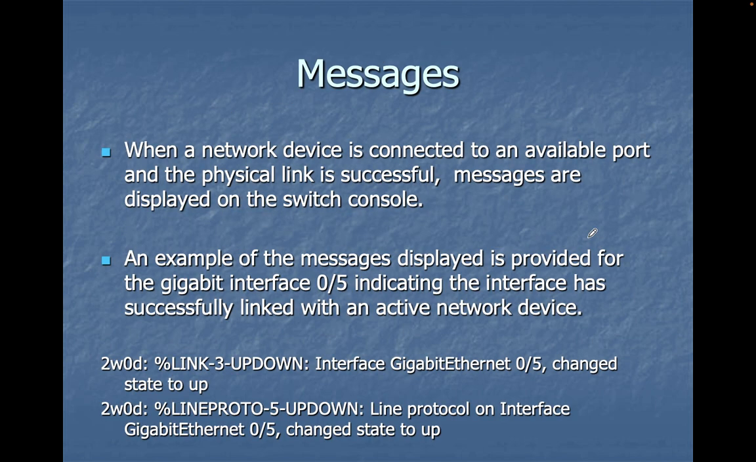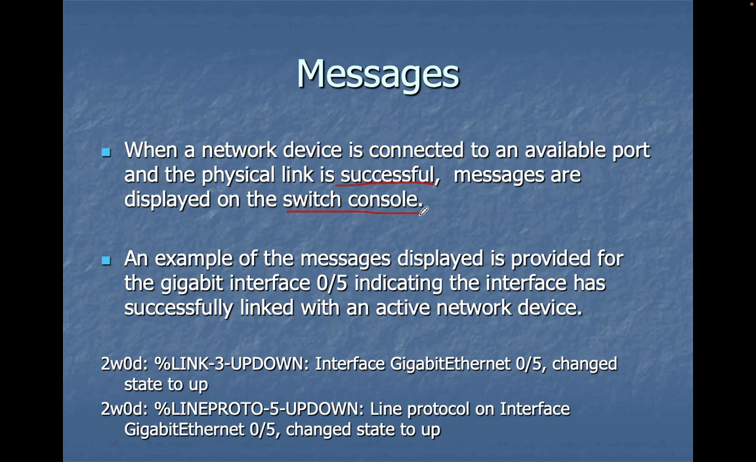Now let's talk about the messages, what you get and what they tell you. When a network device is connected to an available port and the physical link is successful, messages are displayed on the switch console. You're going to see some messages pop up when the connection and configuration are successful.